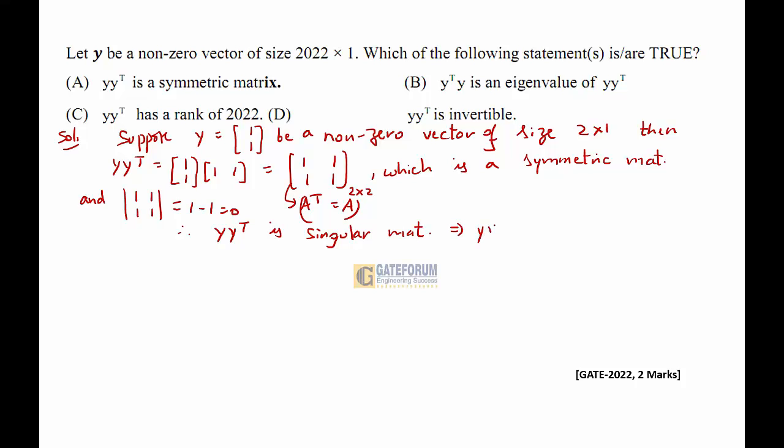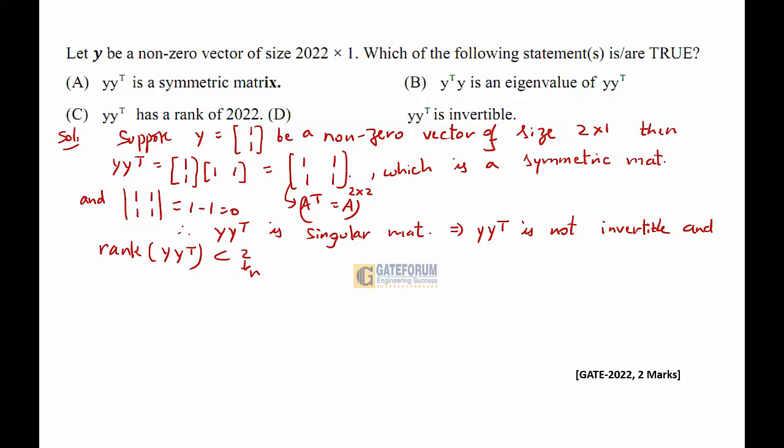Implies Y into Y transpose is not invertible and the rank of Y into Y transpose is less than 2, using properties of rank. That is, if n is equal to 2, the order of the matrix Y into Y transpose. Already the Y into Y transpose matrix is singular, so the rank of that matrix is less than its order. So less than 2 means either 1 or 0.